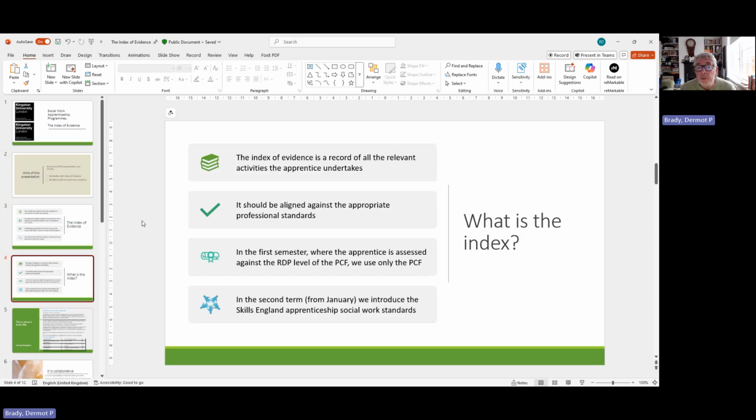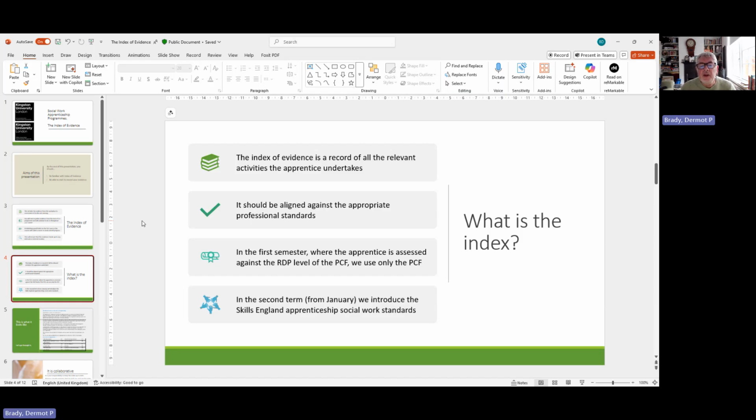It's a record of all the relevant activities the apprentice undertakes. Now that can include things that you are confirming that you can do, particularly at the start of your course. You may be seeing what are routine activities in a new way because of the discussions you've had in class on things of this nature.